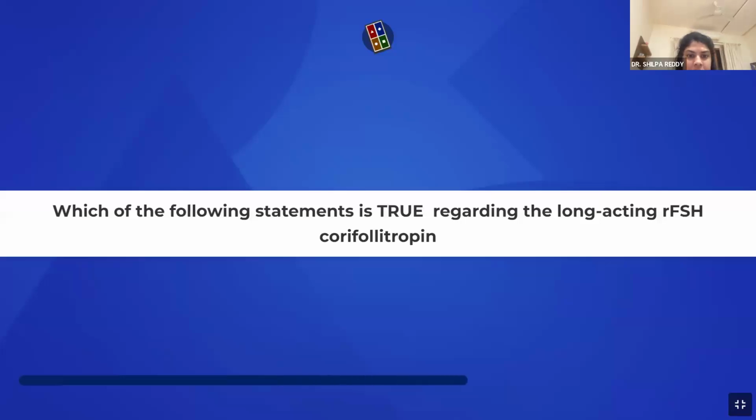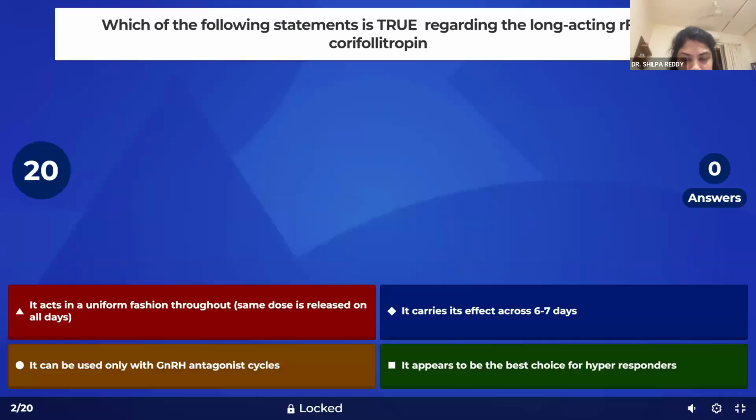Which of the following statements is true regarding long-acting recombinant FSH or corifollitropin alfa?